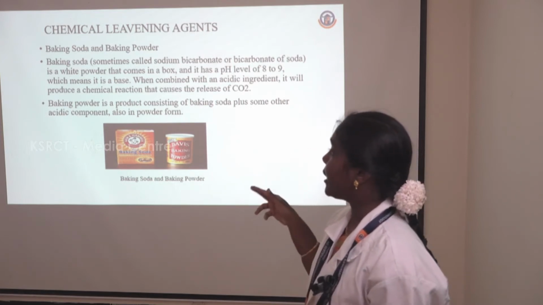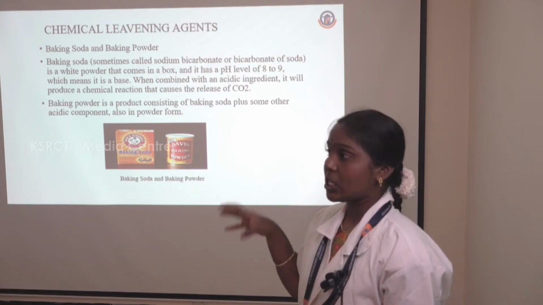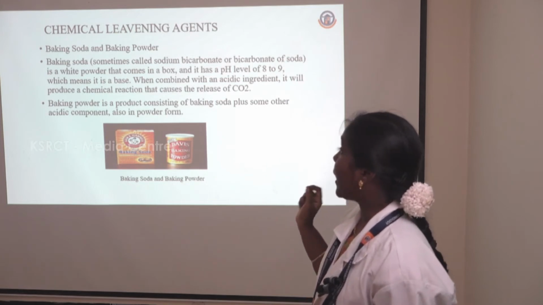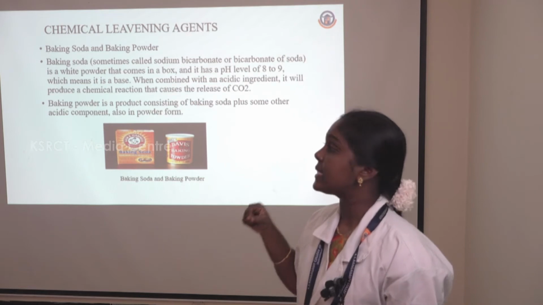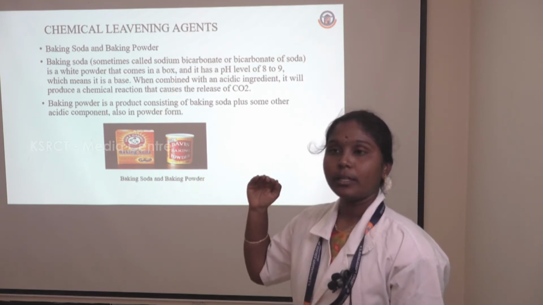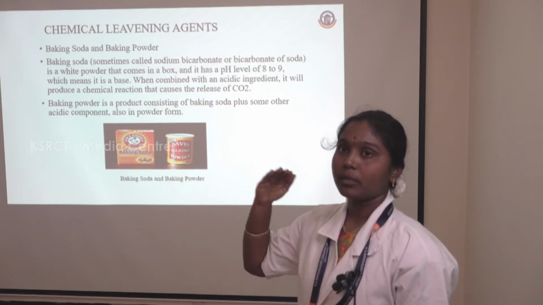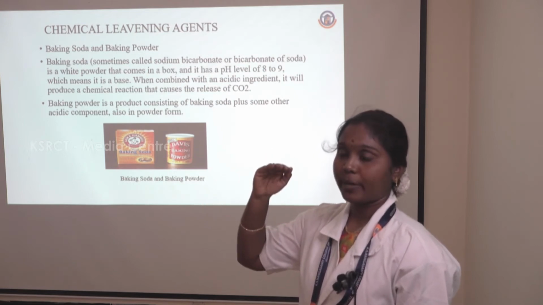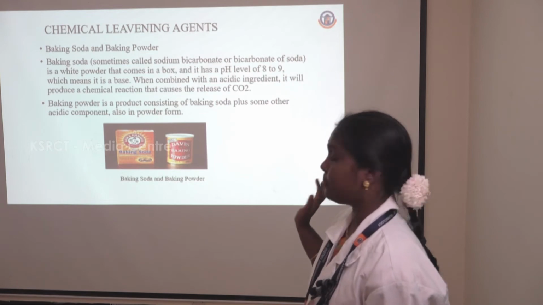Coming to the baking powder, it is a mixture of baking soda and an acid component. When it is mixed with the water component, it releases the CO2 component. Once the baking powder releases CO2, the dough is raised from the initial level to the next level of volume rising. So this is the purpose of the chemical leavening agent.